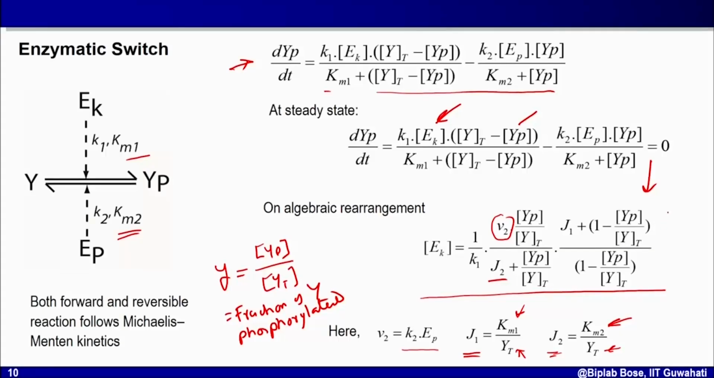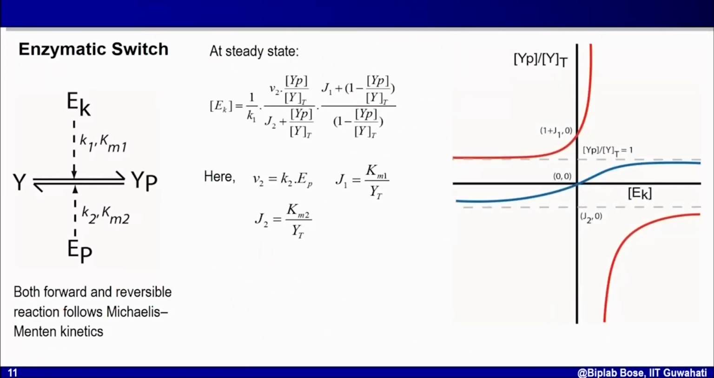So I have an algebraic relation giving Ek on the left hand side, and Yp by Yt, that is the fraction of phosphorylated protein, on the right hand side, in terms of J1, J2 and V. So if I try to plot this Ek versus Yp by Yt, I get this type of plot. Pay attention to this plot. I have these two red lines here. In the horizontal axis I have Ek, and in the vertical axis I have Yp by Yt, the fraction of Y phosphorylated. I have two red lines. These red lines are all coming from this algebraic relation that we have derived just now.